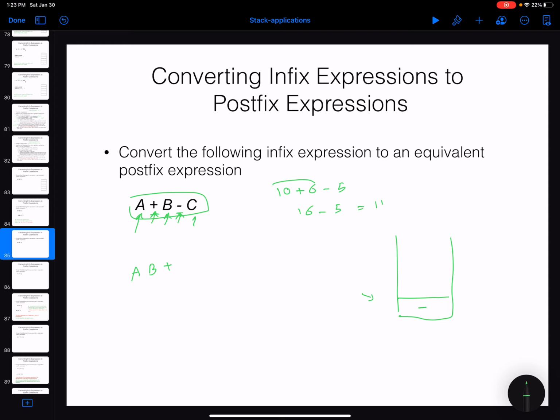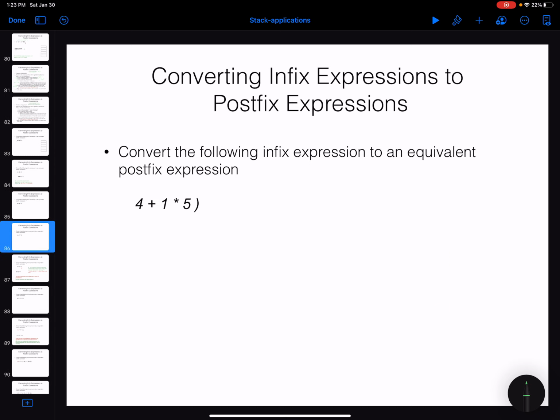You continue. The next token is going to be C. It will be concatenated to the output. Then you reach the end of the string, you look at the top of the stack, every operator will be popped, and this is going to be the result.